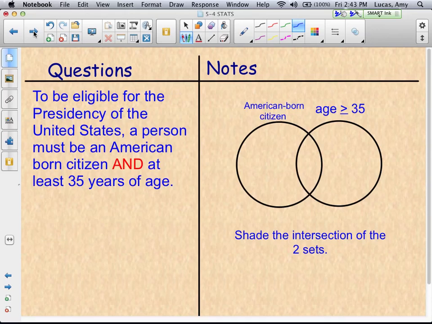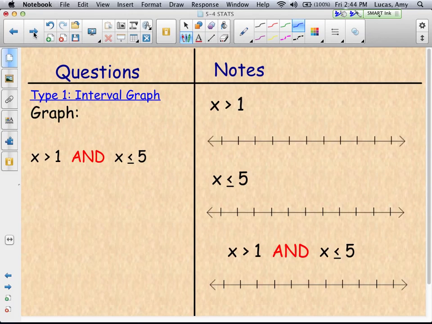The next example, very similar. To be eligible for the presidency of the United States, a person must be an American-born citizen and at least 35 years of age. So the people in the intersection of those two sets are the people that are eligible to run for president. They have to be American-born citizens and they have to be 35 or older. So both are required.